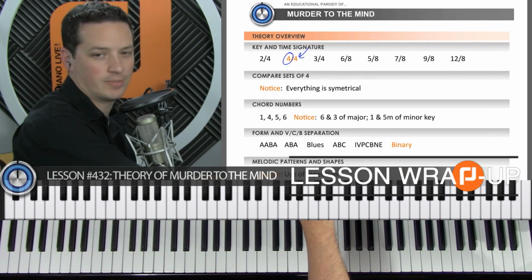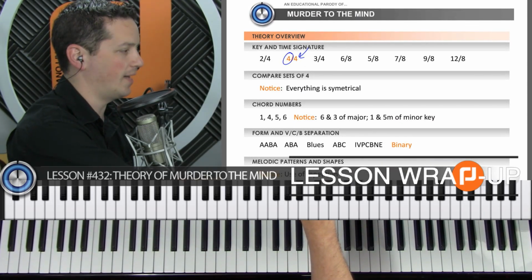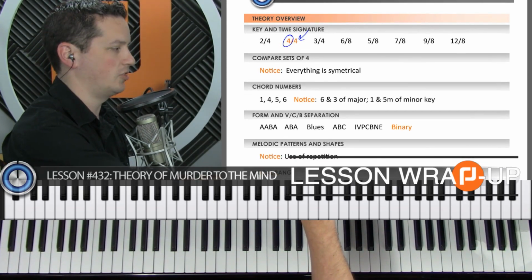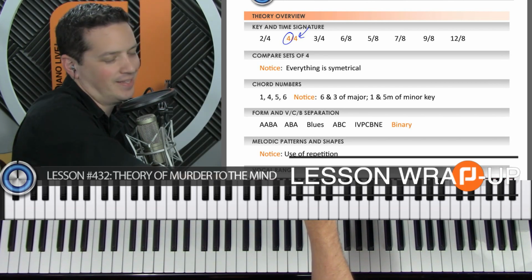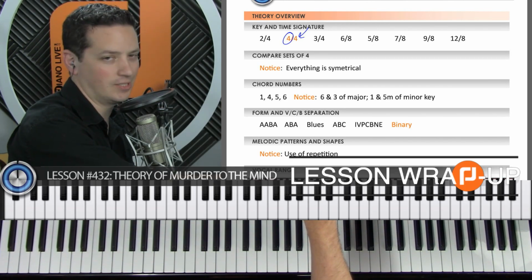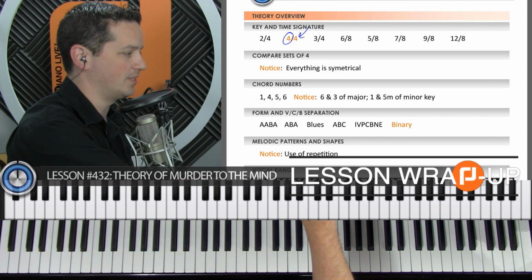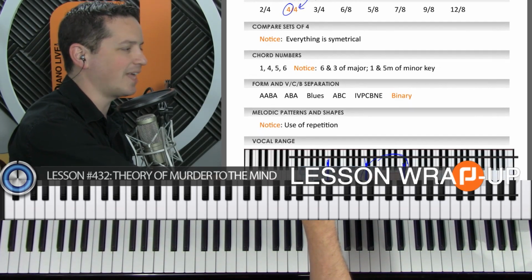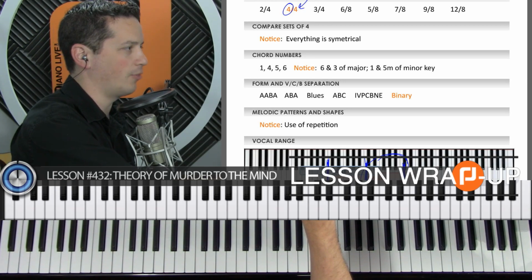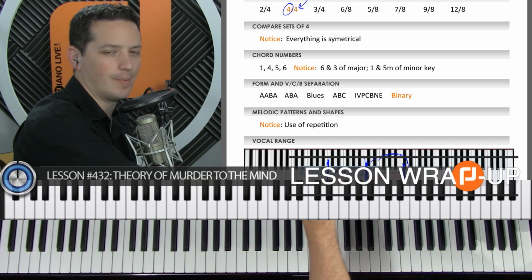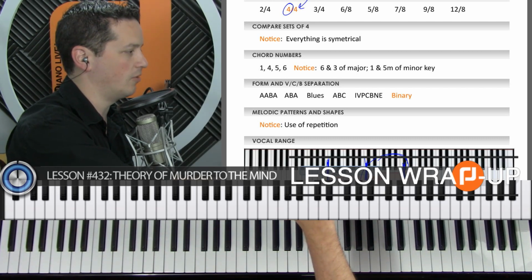But we did talk about the time signature, how this is in 4/4, as is the vast majority of music that you're going to run into. Comparing sets of 4, everything is symmetrical in this, except for that little intro. It's only 2 sets of 4 instead of 4 sets of 4. But each of the verses and the choruses are exactly what you would hope for if you were a music teacher teaching theory and you were trying to demonstrate how things naturally happen in sets of 4. This is the perfect song for that.